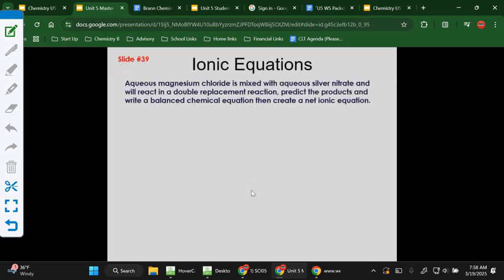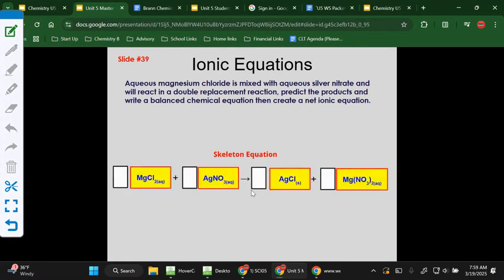So, aqueous magnesium chloride is mixed with aqueous silver nitrate and will react in a double replacement reaction. Predict the products and write a balanced chemical equation, then create a net ionic equation. Again, I am just showing this to you to get ahead. Okay? Understand, this is not on your test. So, we are going to do what is called a skeleton equation.